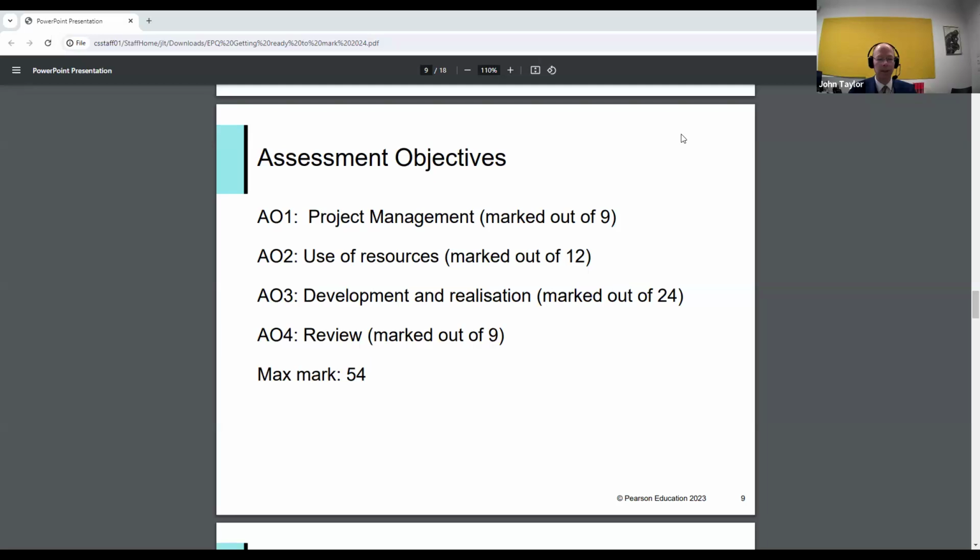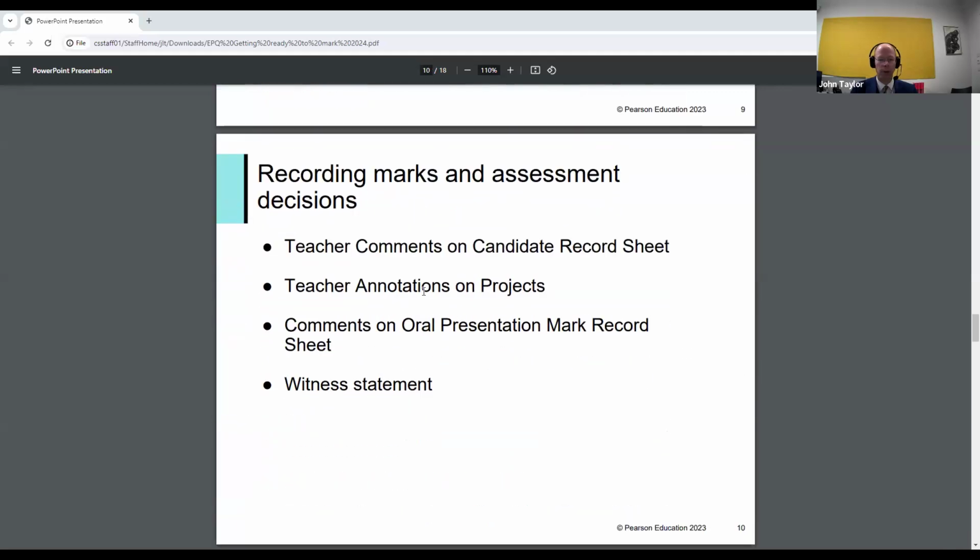So the assessment objectives are fourfold. We have project management, 9 marks out of the 54, 17% of the marks. Use of resources, 12 marks out of 54. So what's that, 22%, I think. Then development and realization, 44% of the marks, 24 out of 54. And AO4 review, marked out of 9, another 17%. So you can see there that all of them are significant, but obviously AO2 and 3 carry the weight of the assessment in terms of the marks available. So we'll see in more detail what that looks like when we go through the individual units.